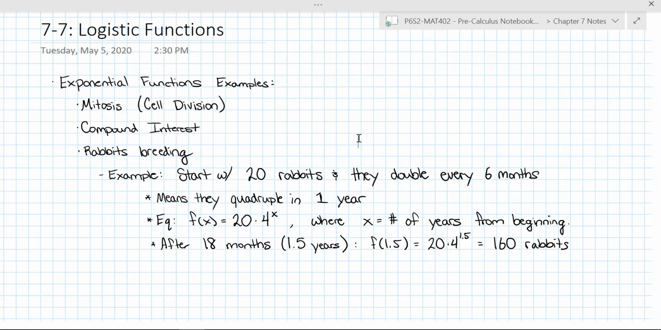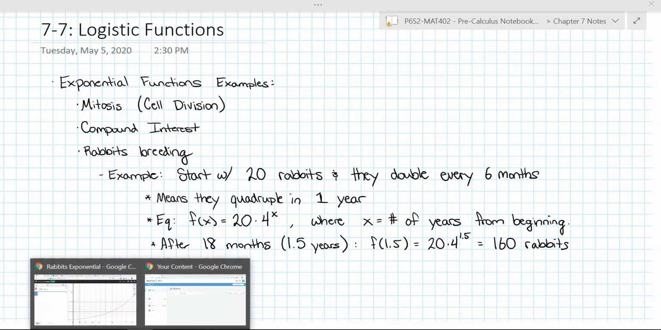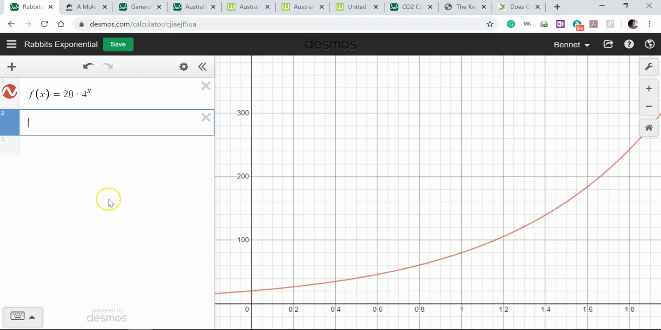So we're going to take a quick look at an example and say we start with 20 rabbits and they double every 6 months. That's a pretty reasonable time. If you start with that many, maybe 10 are females and they have a litter of rabbits. If they double every 6 months, that means they're quadrupling in a year, and your equation would look something like this: your starting value of 20, 4 is how much it's growing by, and x is the number of years. After 18 months, 3 times of doubling, you end up with 160 rabbits, which is kind of reasonable. And you can see here's your exponential model.